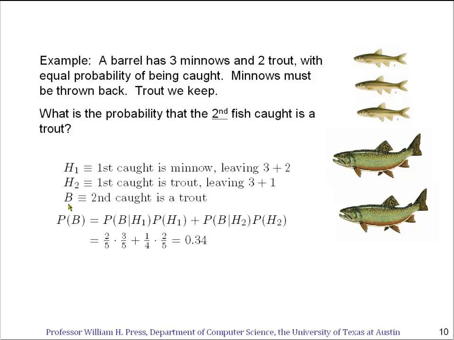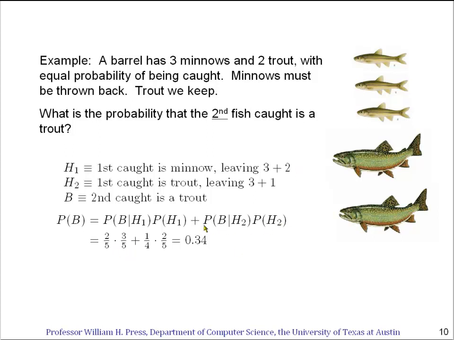And now the event we're interested in is B, which is the event of the second fish caught being a trout. So now we simply compute with the law of total probability. The probability of B is the conditional probability of B given H1 times the probability of H1. Well, let's work that out. Okay, the probability of H1 is the probability that the first fish caught is a minnow, and that's 3/5 because there were 3 minnows and 2 trout. Once that's happened, the probability of B given H1 is the probability of catching a trout in this situation, and that's 2/5. So we multiply that.